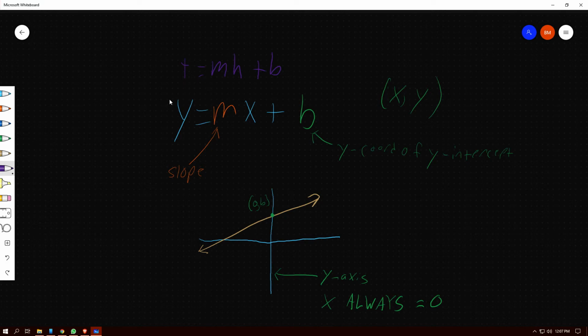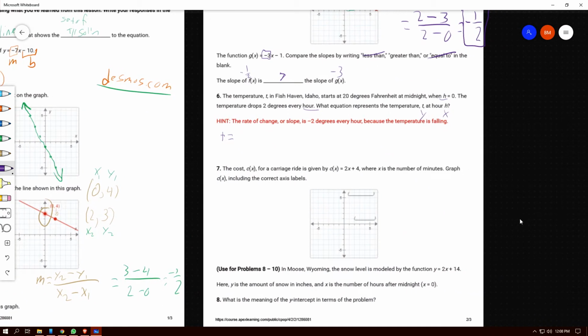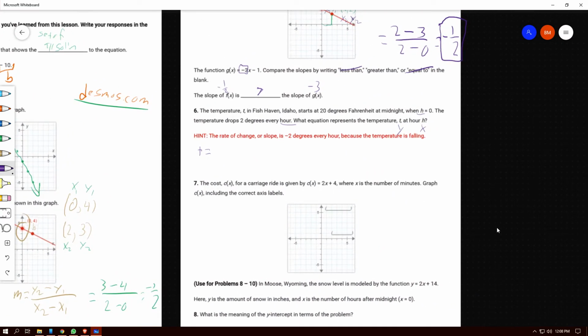So instead of being Y, which would be meaningless in this scenario, we're going to use T for temperature because that's what we're tracking. And instead of having X to represent my independent variable, just randomly, I'm going to use H because we're specifically talking about hours. So don't let the change in variables change what we're doing. It's all the same stuff.